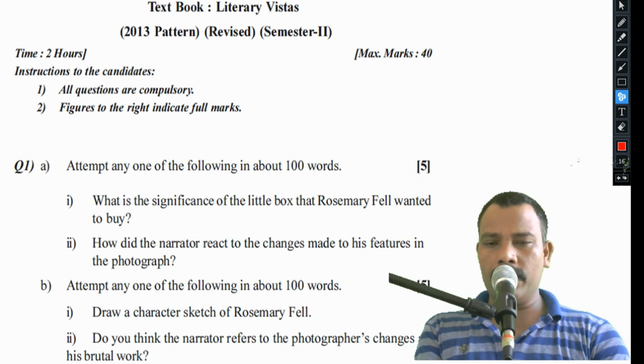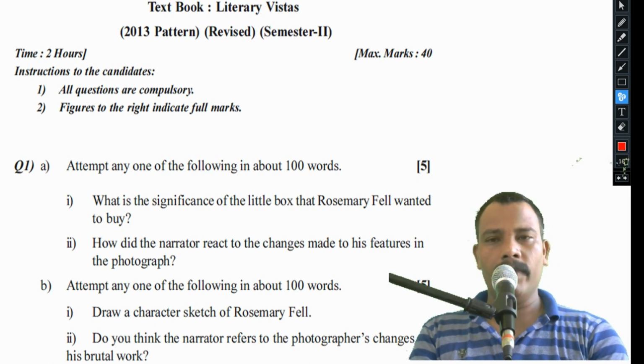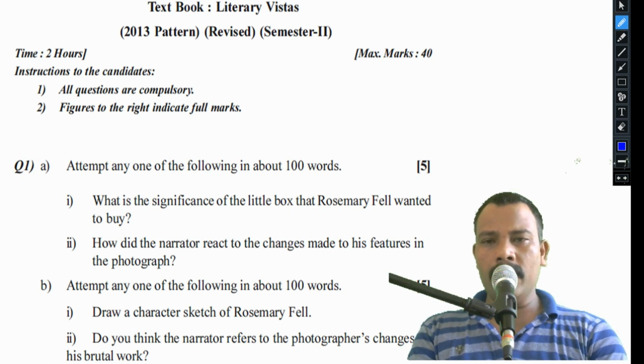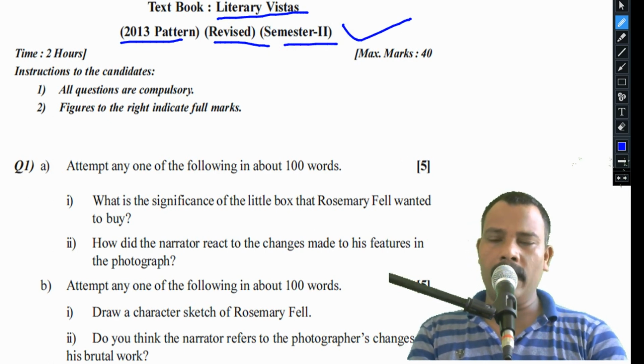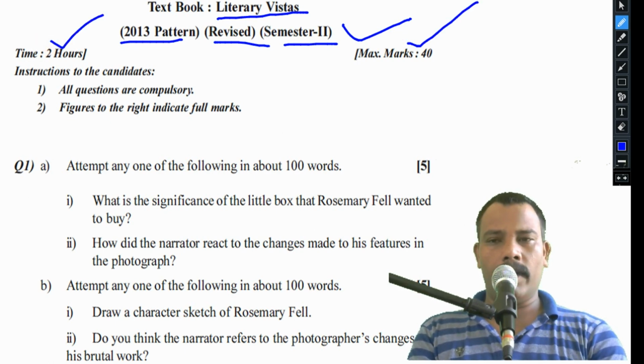Now I am going to discuss it. Please everyone listen carefully. The most important part: the text is Literary Vistas, 2013 pattern, revised semester 2 question paper. I am discussing the actual question paper with you. Total hours allotted are 2, and total marks are 40.